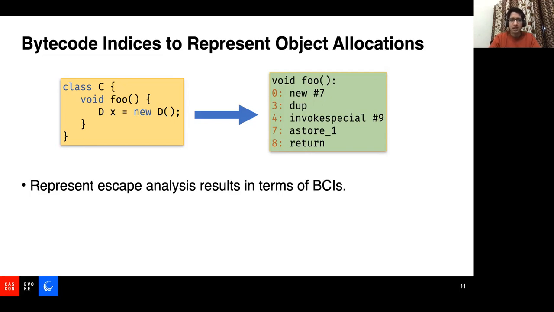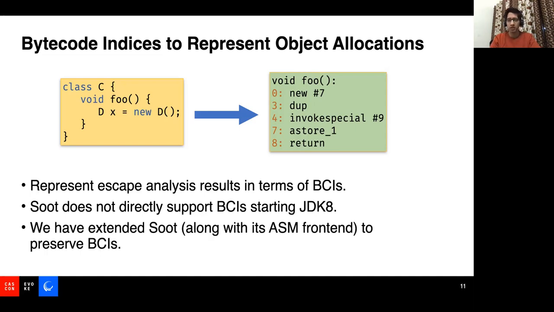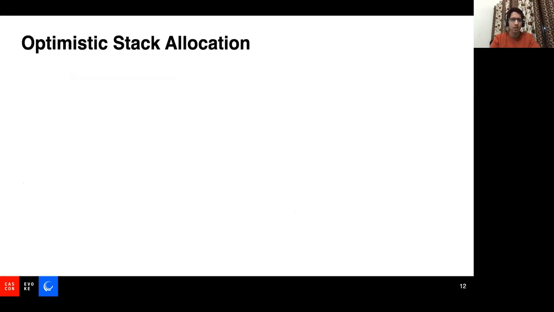So we represent escape analysis results in terms of such BCIs. For each object at a particular allocation site, we tell whether it escapes or doesn't escape. Now, one challenge is that starting JDK 8, Soot does not directly support BCIs. They have adopted a new ASM frontend which did not have a default way to maintain BCIs. So what we have done is extend Soot along with the ASM frontend to preserve these BCIs, so that we can still generate results in terms of them even for current versions of Java. Now, based on all this, the first theme on which we are working is called optimistic stack allocation. This is a novel idea.